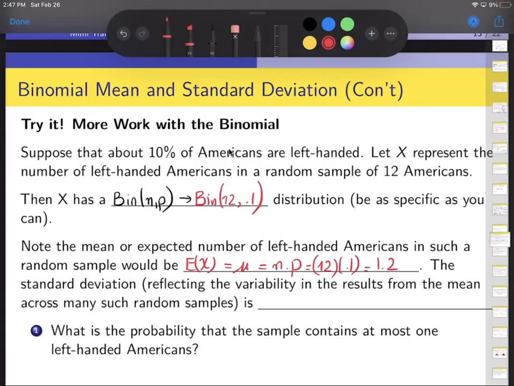Here they're asking for the standard deviation, which is the square root of N times P times 1 minus P. In some other books, instead of writing 1 minus P, they denote it as Q. Q is the probability of failure. It doesn't matter, it means the same thing. So N is 12 times P is 0.1, and 1 minus 0.1 is 0.9. Square root of 12 times 0.1 times 0.9. I got 1.04. Makes sense, right? That's the standard deviation.